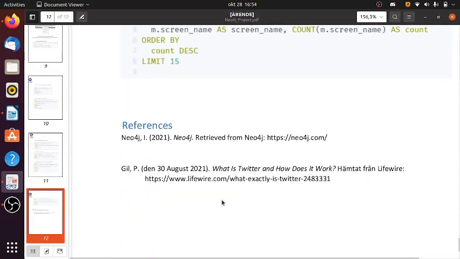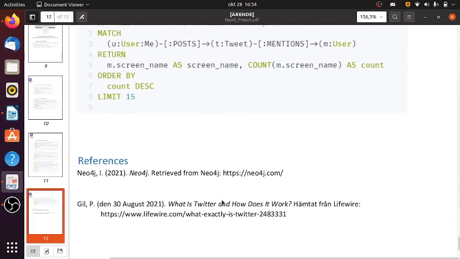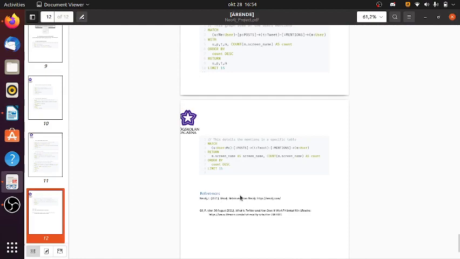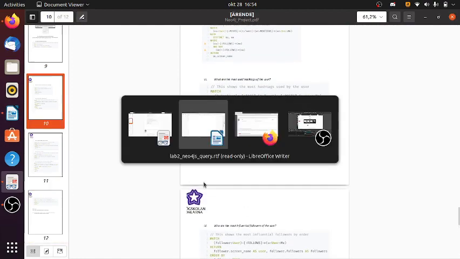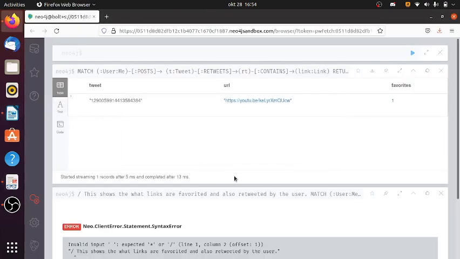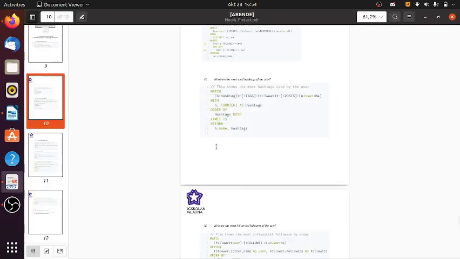And these are the references we used as a group. So basically Simco, I'm going to give the word over to Simco. He's going to finish the presentation.